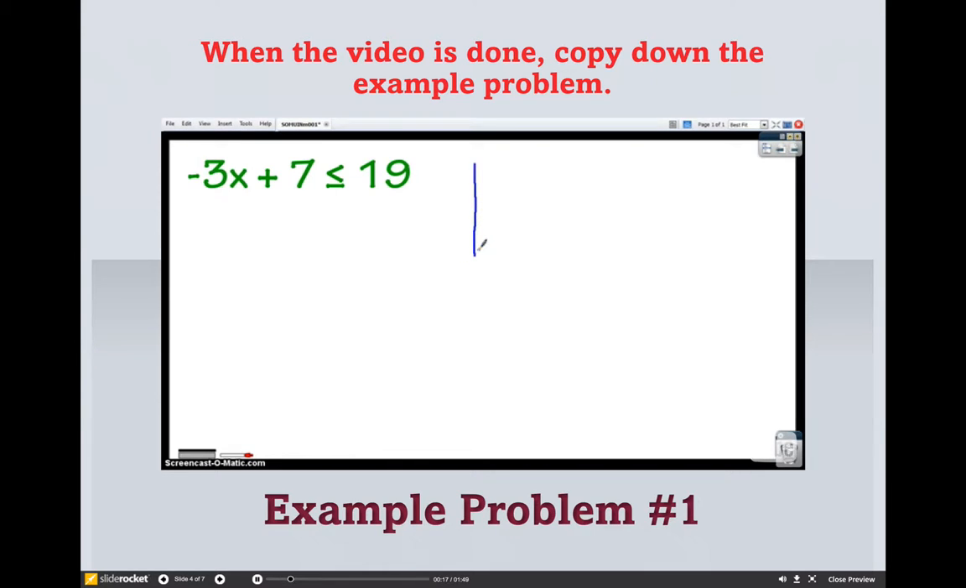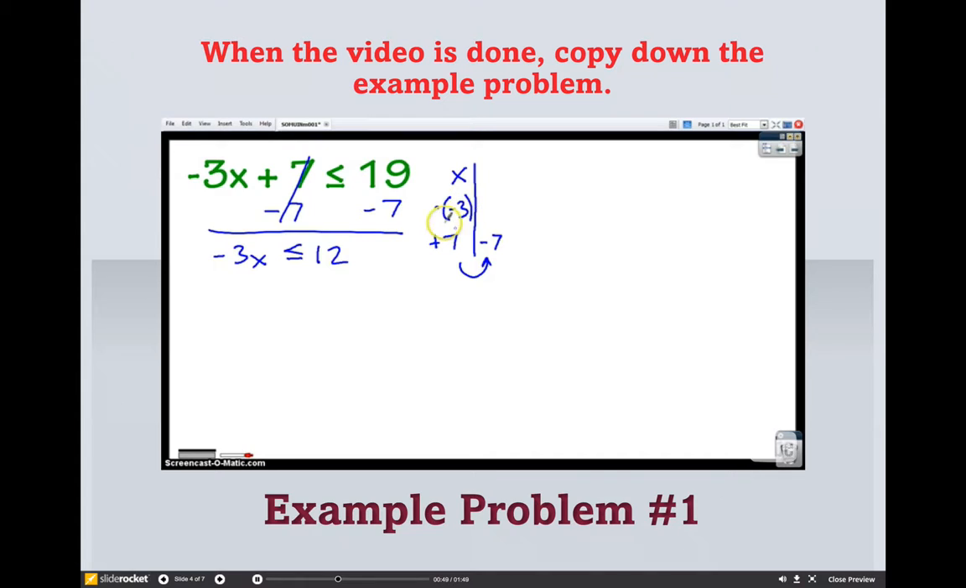If I think of order of operations and how this inequality was created, it looks like they took x, they multiplied it by negative 3, and then they added 7. So if I do a U-turn and start undoing those things in reverse order, the first thing I'm going to undo is the plus 7. So I'm going to subtract 7 from both sides. I do that, and I get negative 3x is less than or equal to 12.